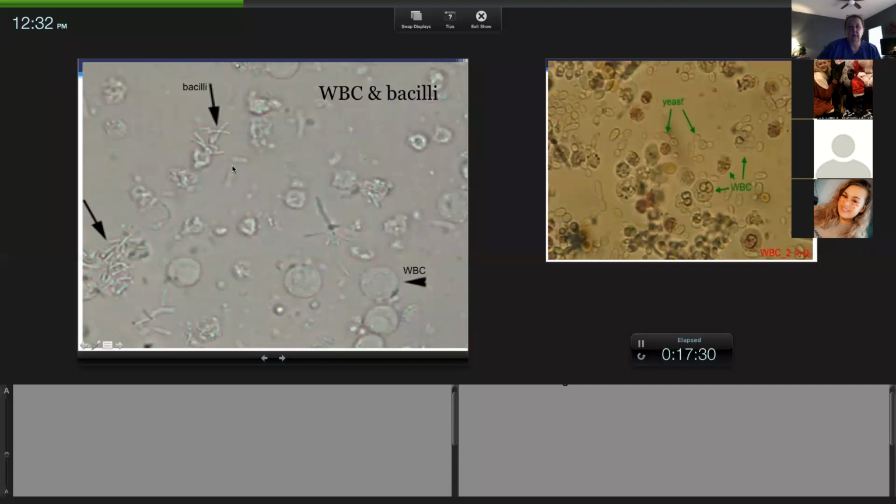What you're seeing here is reflective of a rod. It looks like it's bigger, but you're just on a different plane. But you've got a white blood cell, that's a red blood cell, that's a red blood cell.